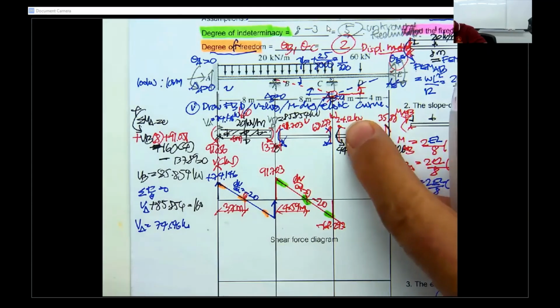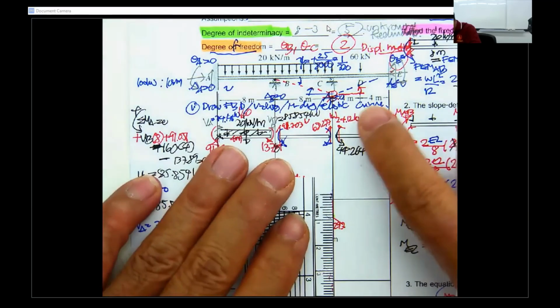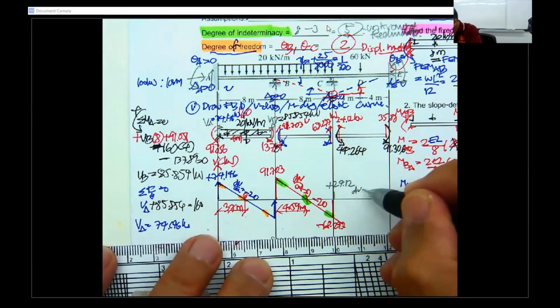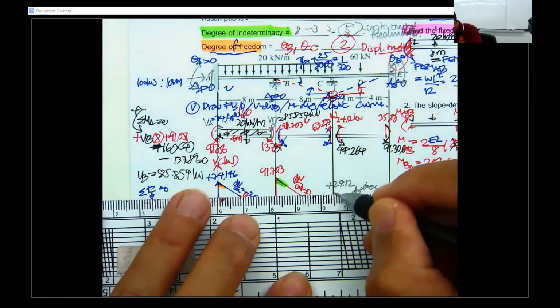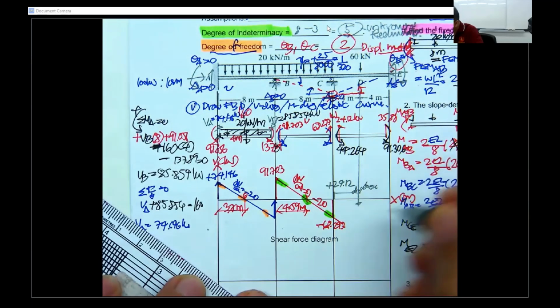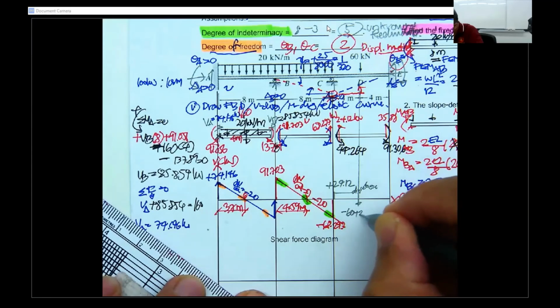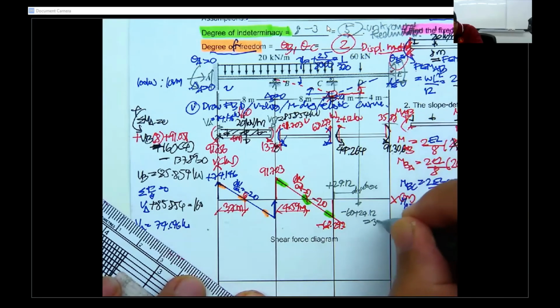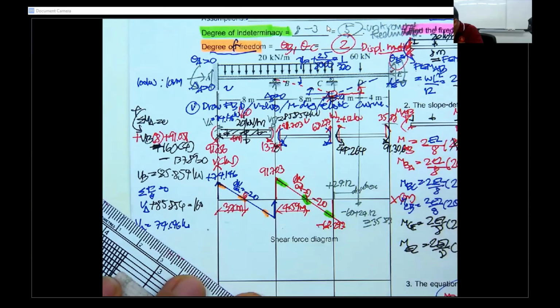And the last one, 24.12, that is going to be very small. Plus 24.12. And then you don't have this one, dV by dx equal to 0. And then for this one you get the downward 60. It's going to be minus 60 plus 24.12. You get this one equal to 35.88, and it's going to be minus.